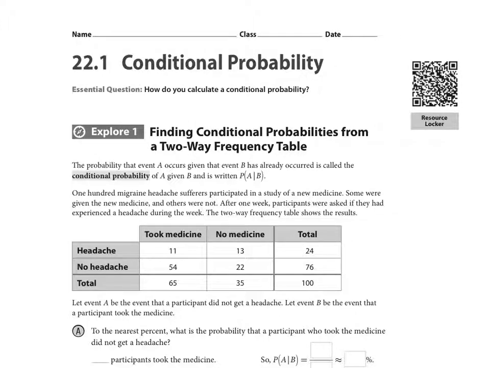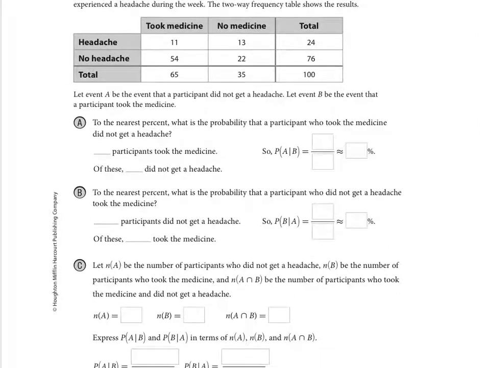As we look at our two-way frequency table here, it says let event A be the event that a participant did not get a headache. Let event B be the event that a participant took the medicine. So that is our given condition, B. First off, to the nearest percent, what is the probability that a participant who took the medicine did not get a headache? So no headache, this is the row we're looking at right here, okay?